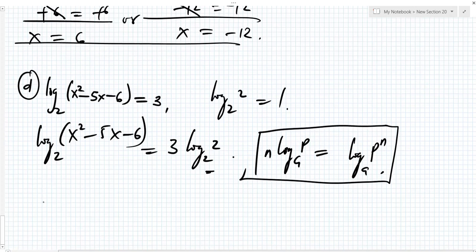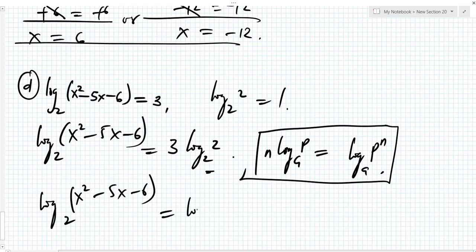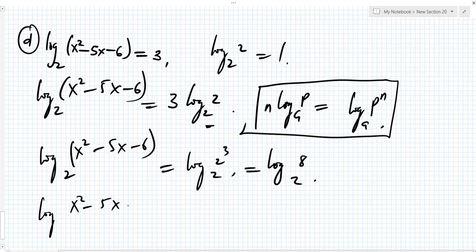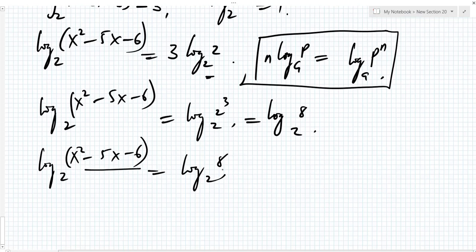So we now have log of x raised to power 2 minus 5x minus 6 base 2 equal to log 2 raised to power 3 base 2, and this is the same as log 8 base 2. So you have log of x squared minus 5x minus 6 base 2 equal to log 8 base 2. Now this is the same as this, so you have x squared minus 5x minus 6 equal to 8.